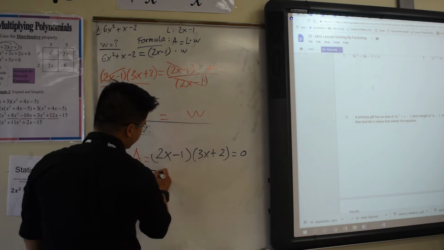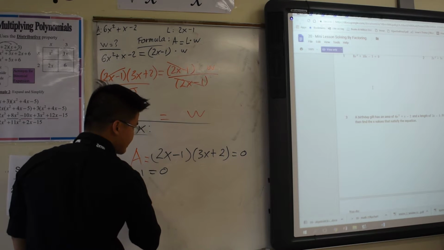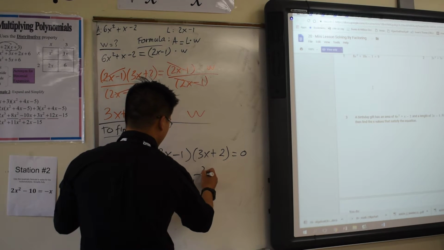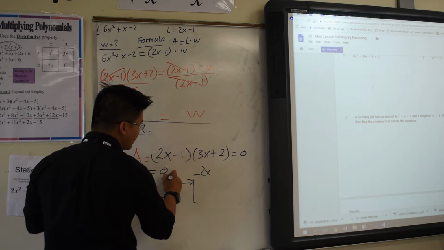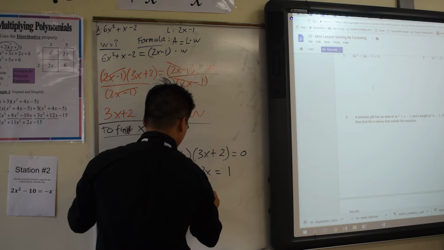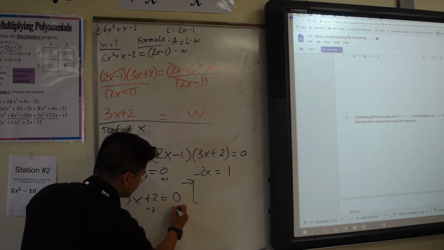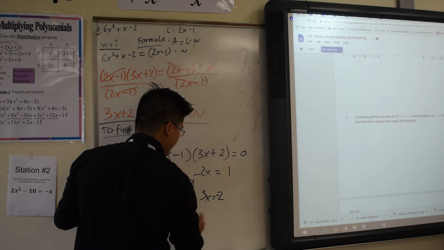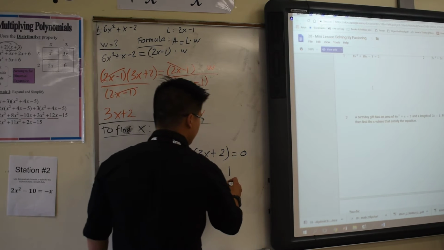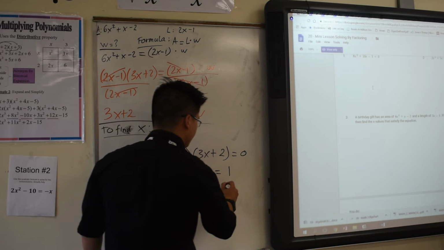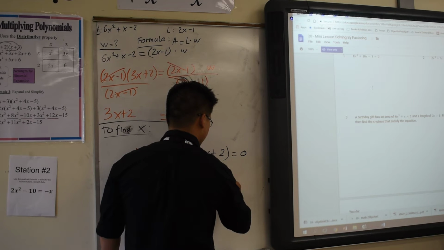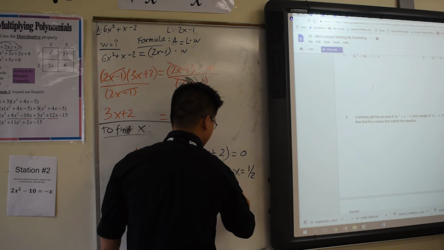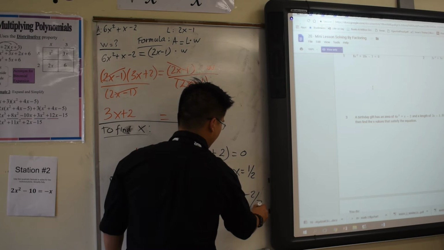2x minus 1 equals 0, and second here, 3x plus 2 equals 0. From there, you can solve for it. Keep solving this, and then your final answer at the end will be clearer. x will be 1/2, and x will be negative 2/3.